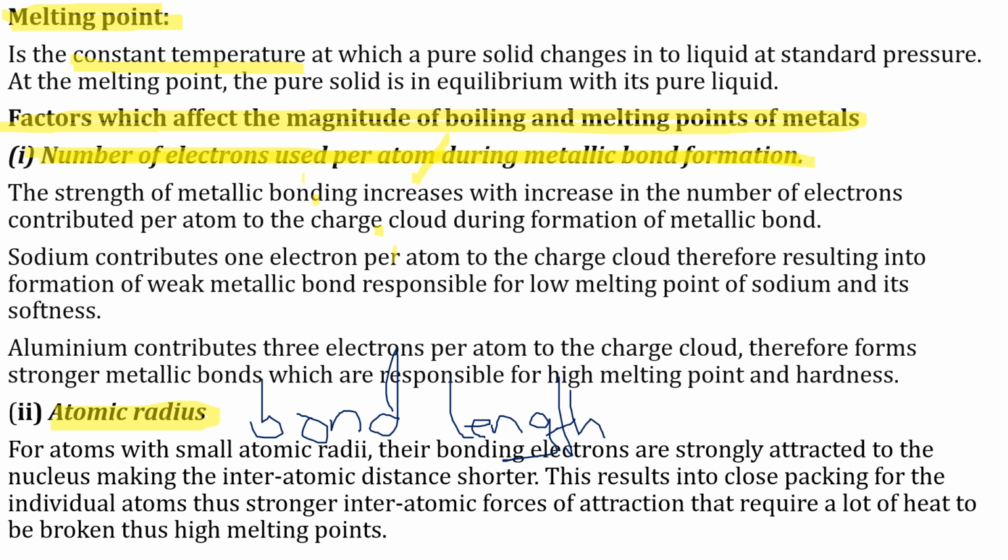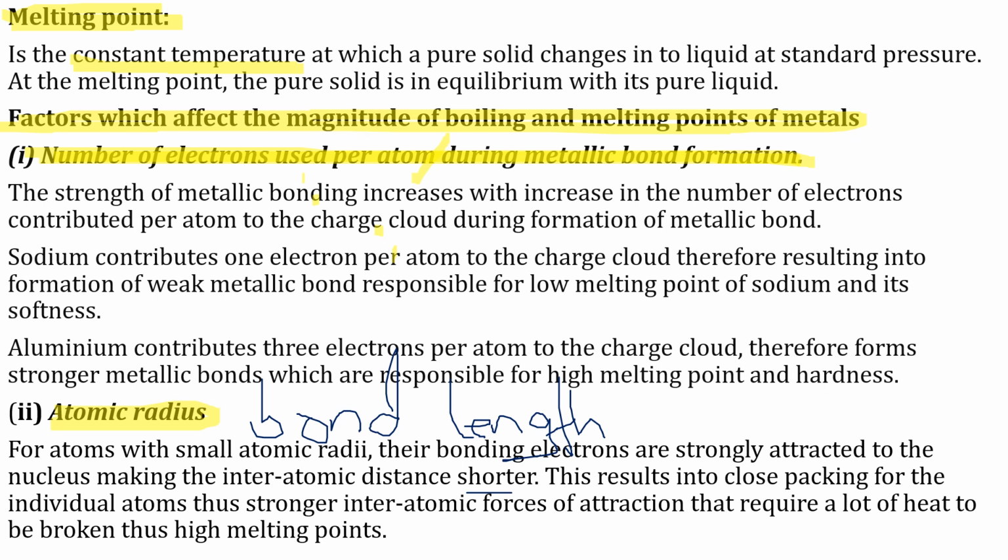Now I want you to compare this to a normal life situation. If you have a thread, the shorter the thread, the stronger it is, and the longer the thread, the weaker it is. Similar applies here with atomic radius. That's why we are saying that for atoms with small atomic radii, their bonding electrons are strongly attracted to the nucleus, making the interatomic distance shorter. And once it's shorter, it will make it stronger.